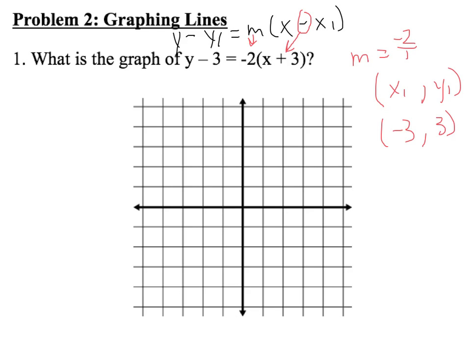Now, just like before, I would want to plot this point first. So I'm going to start at the origin and go over negative 3 and up 3. Once I have that point, then I use my slope to figure out my second point. My rise is a negative 2, so down 2, and a run of 1, so positive 1. Again, if you want to do more dots, you can. You do not have to. You only need 2 dots to form a line. And there is my graph of the equation above.